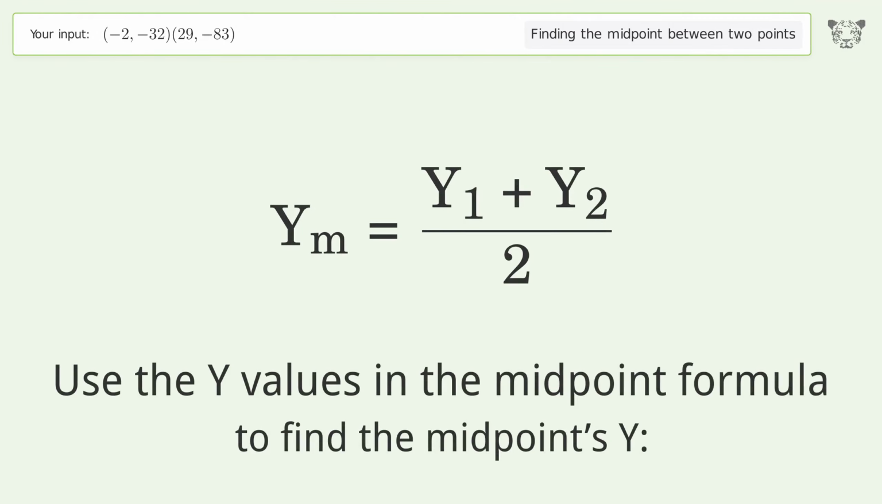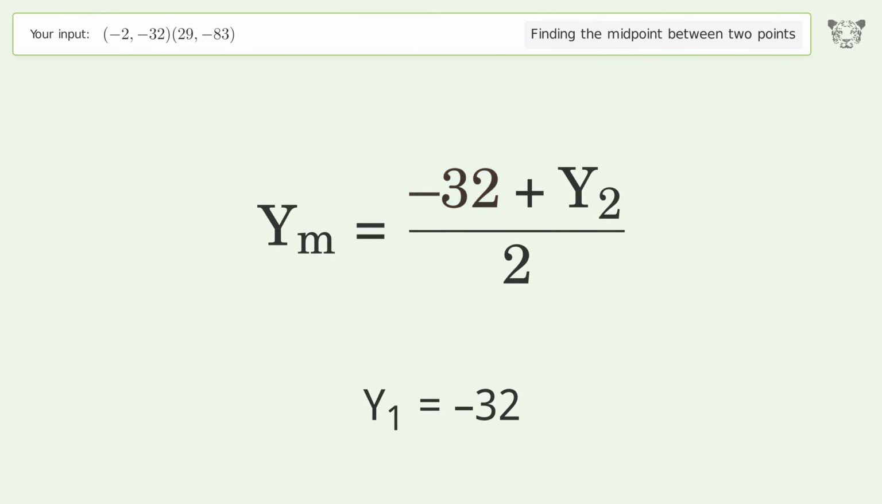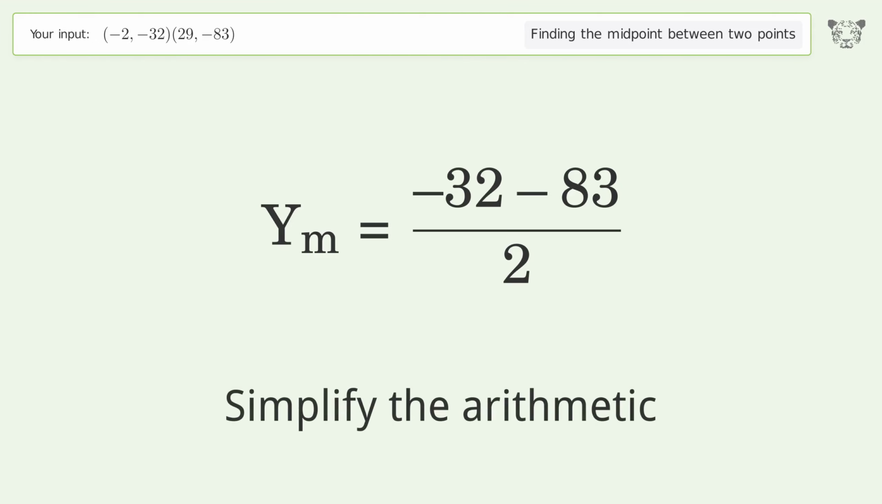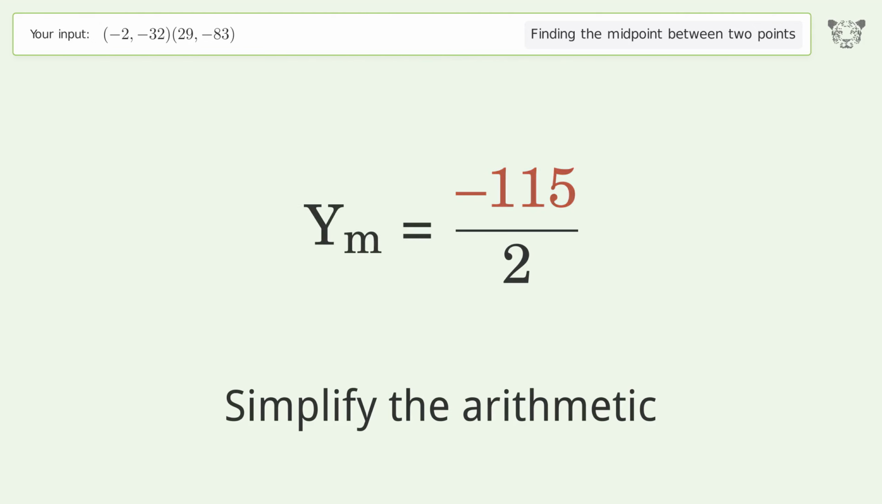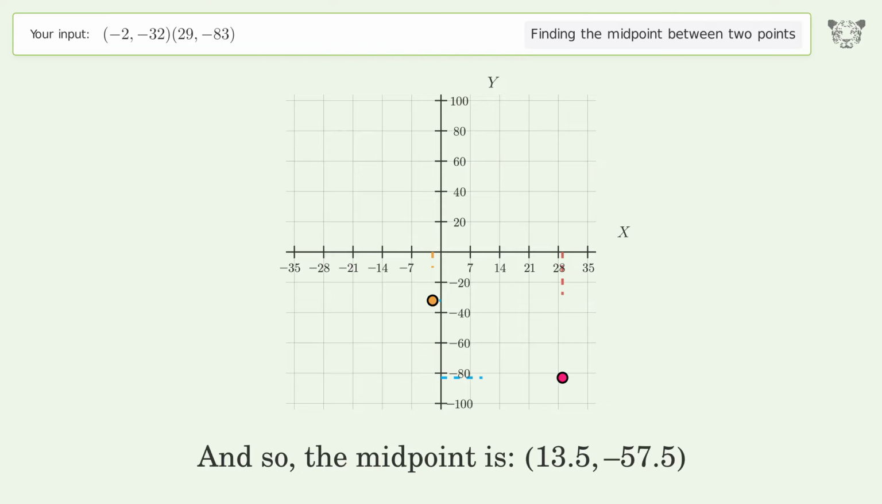Use the y values in the midpoint formula to find the midpoint's y. y1 equals negative 32. y2 equals negative 83. Simplify the arithmetic. And so, the midpoint is 13.5, negative 57.5.